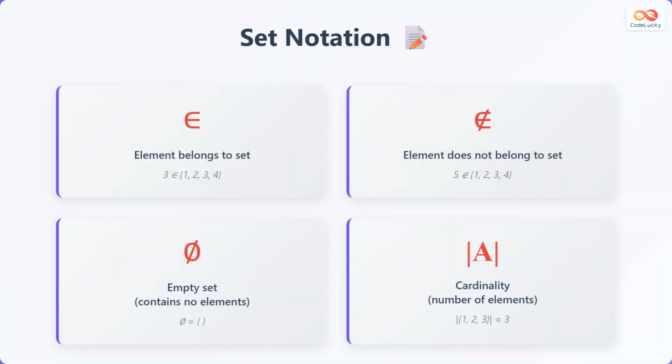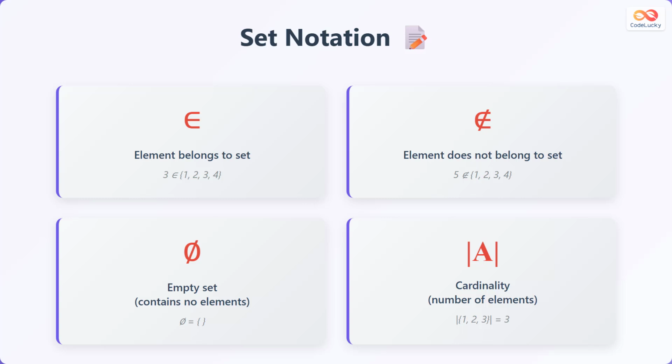To work with sets effectively, we need to understand some basic notations. The symbol ∈, which looks like an element, indicates that an element belongs to a set. For example, 3 is an element of the set containing 1, 2, 3, and 4. The symbol ∉, which looks like an element with a slash through it, indicates that an element does not belong to a set. For example, 5 is not an element of the set containing 1, 2, 3, and 4.